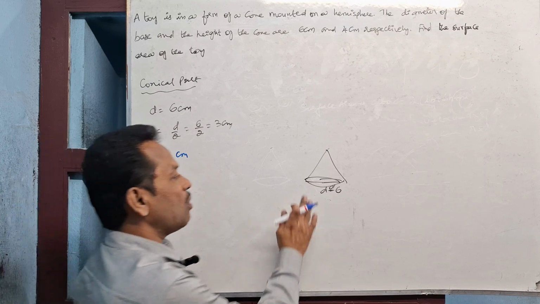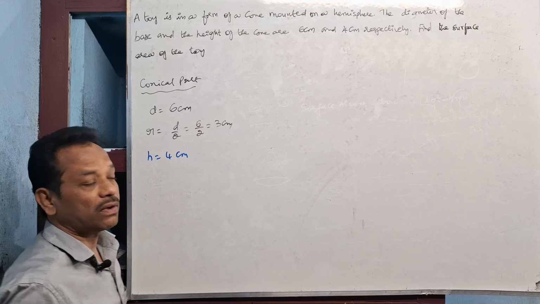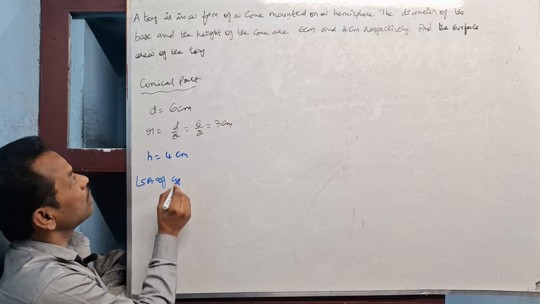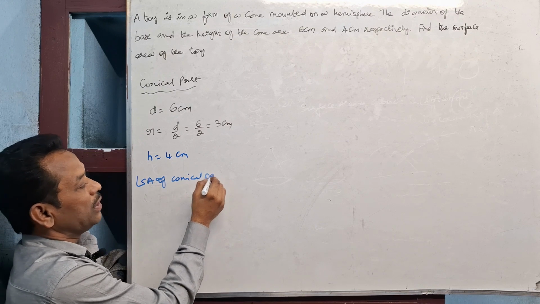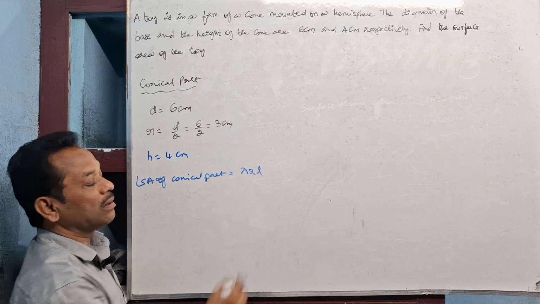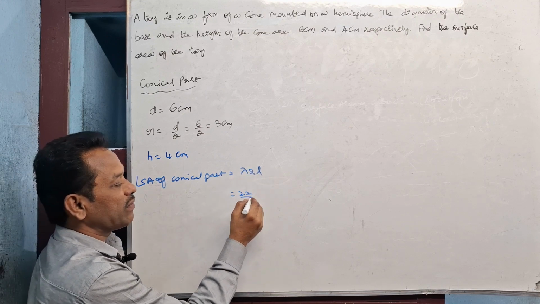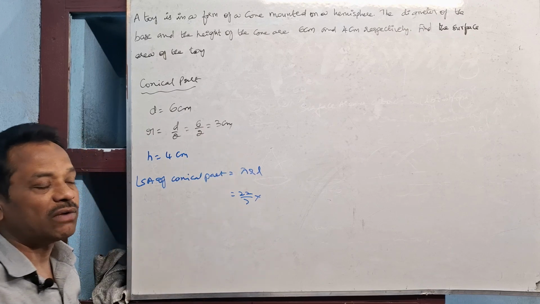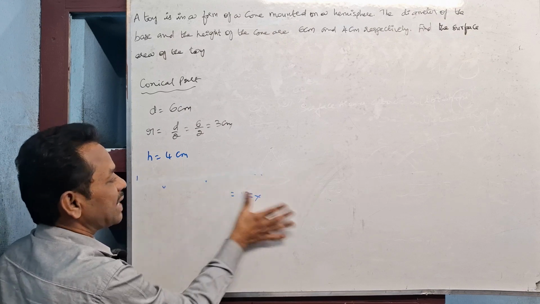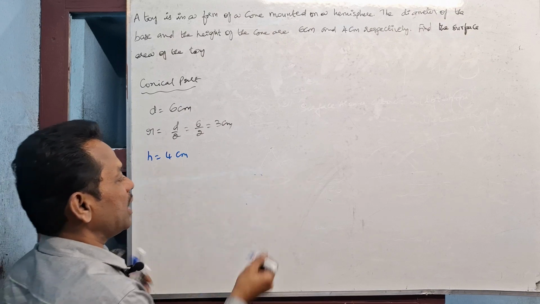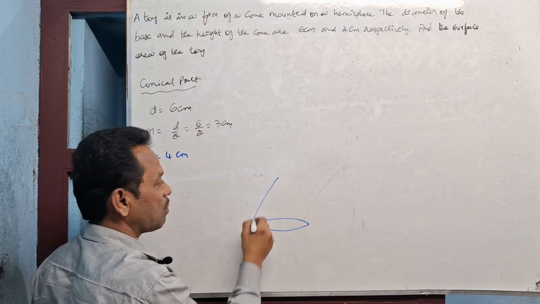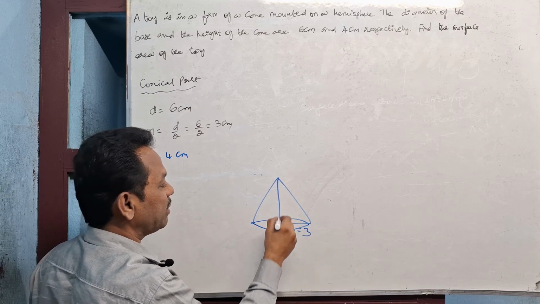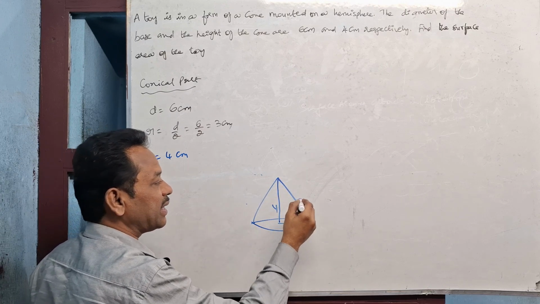Okay, bacho. Now we know the radius and height. Let us go for the LSA of the conical part. The formula says pi r l. Pi is nothing but 22 by 7, into the radius. Bacho, here we don't know the L value. First, let us find L, the slant height. In this cone we have radius 3 centimeters, height 4 centimeters. Let me find the slant height L.